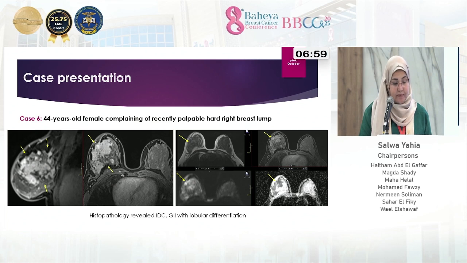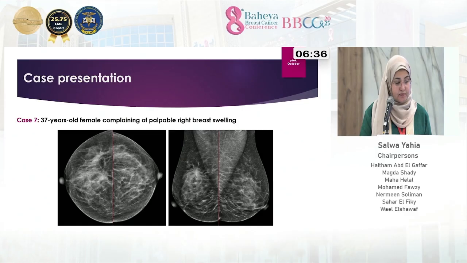44 years old female complaining of recently palpable hard right breast lump. Dynamic MRI showing right breast outer quadrants, regional area of clumped non-mass enhancement, presenting low signal intensity in T2 with areas of diffusion restriction, histopathologically proven invasive duct carcinoma grade 2 with lobular differentiation.